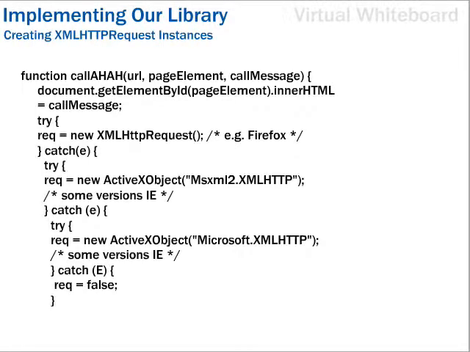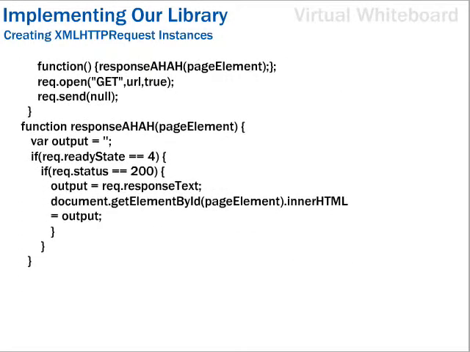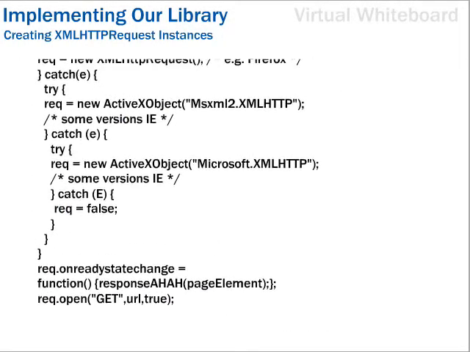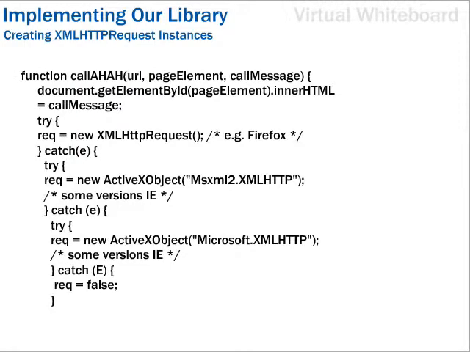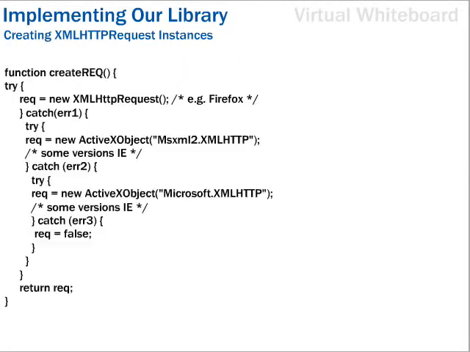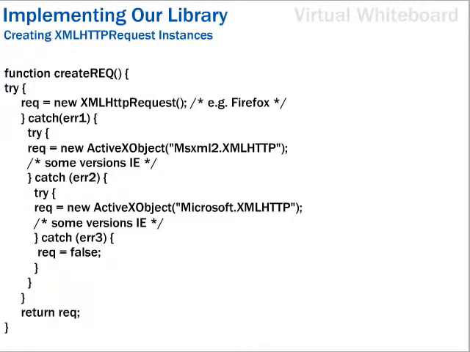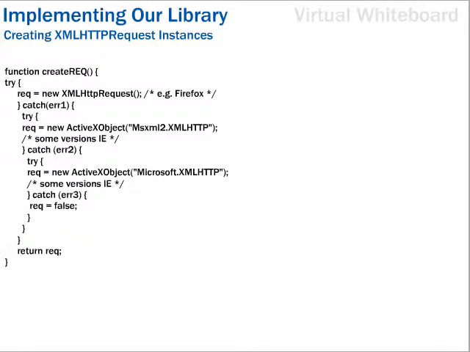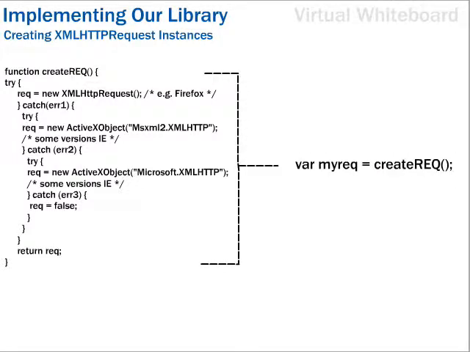Let's turn our attention first to the routine for creating instances of the XML HTTP request object. Currently, this function is coupled tightly with the routine for constructing and sending HTTP GET requests. Let's decouple the part responsible for the creation of the XML HTTP request instance and put it into a function of its own. We can now create XML HTTP request object instances by simply calling this function.